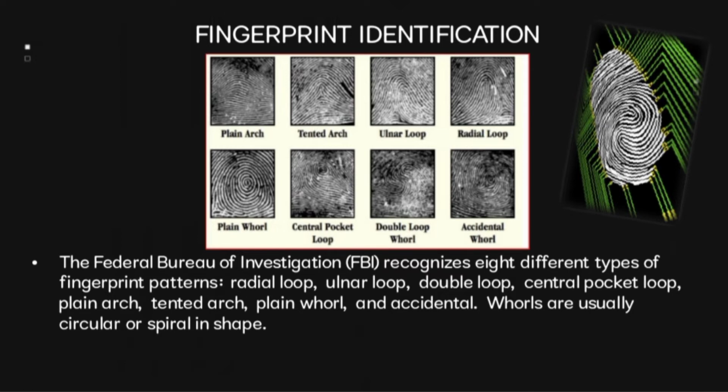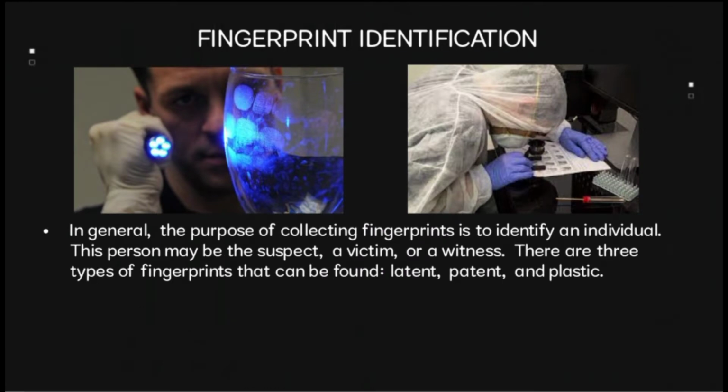So, next, in general, the purpose of collecting fingerprints is to identify an individual. These persons may be the suspect, a victim, or a witness. There are 3 types of fingerprint that can be found. That is, first, latent, second, patent, and last is plastic. So, that's all for the fingerprint identification.